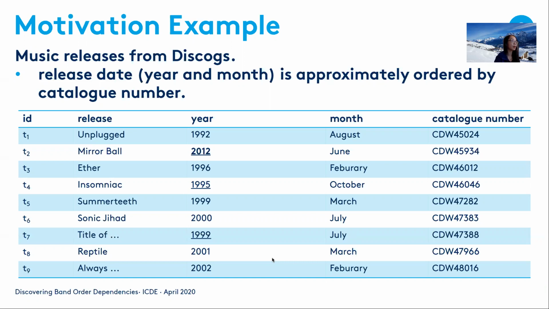In this talk, we would like to introduce a new order dependency to identify data quality errors while still being tolerant to small violations of the traditional order dependencies that do not actually violate the application semantics.